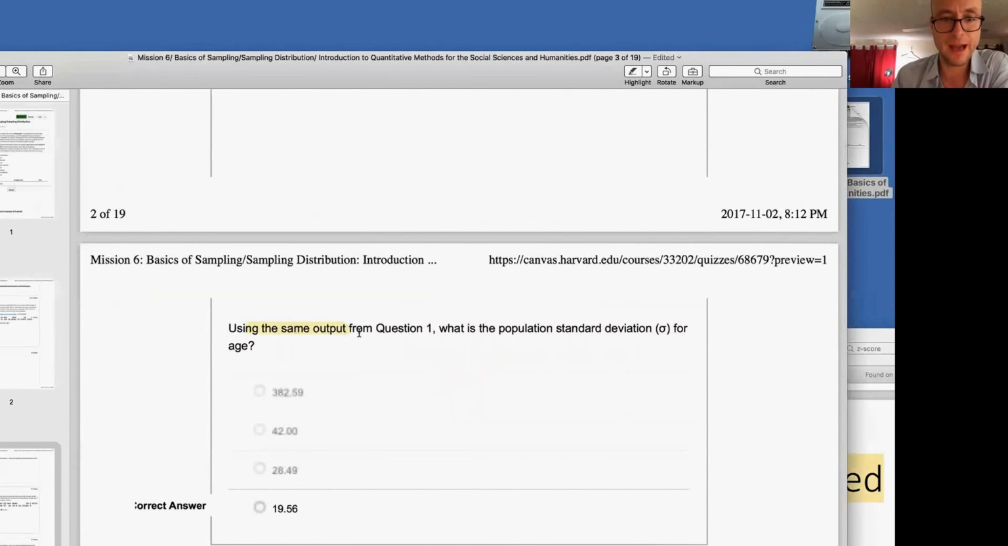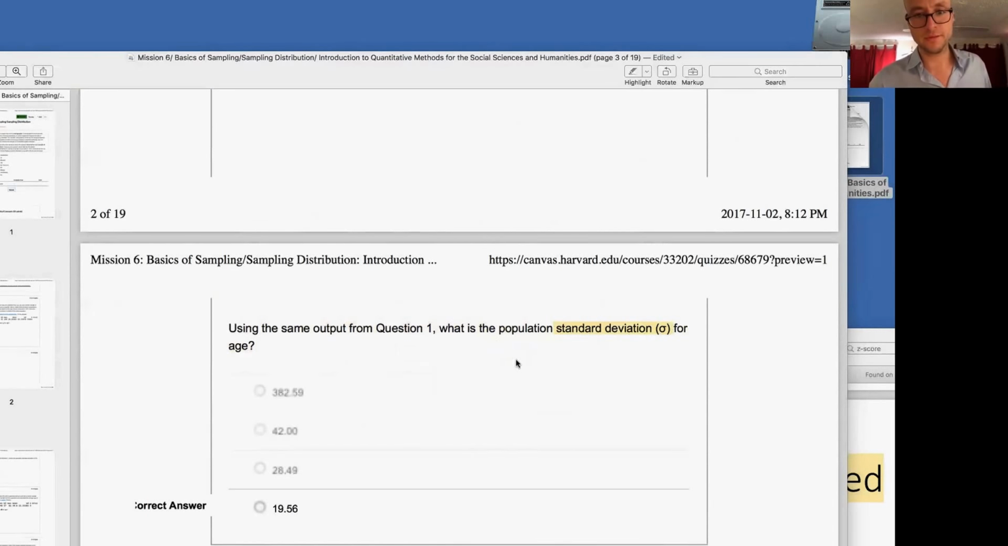Question 2, using the same output, what is the population standard deviation, sigma, for age? Keep in mind now, instead of using a shorthand for standard deviation like SD, we're using another Greek symbol, sigma. This is how you write it out, sigma. And of course, this was popular if you follow astronomy. There was some major finding in astronomy about the probability of a particle existing being 6 sigma away from the mean. That's actually technically a z-score.